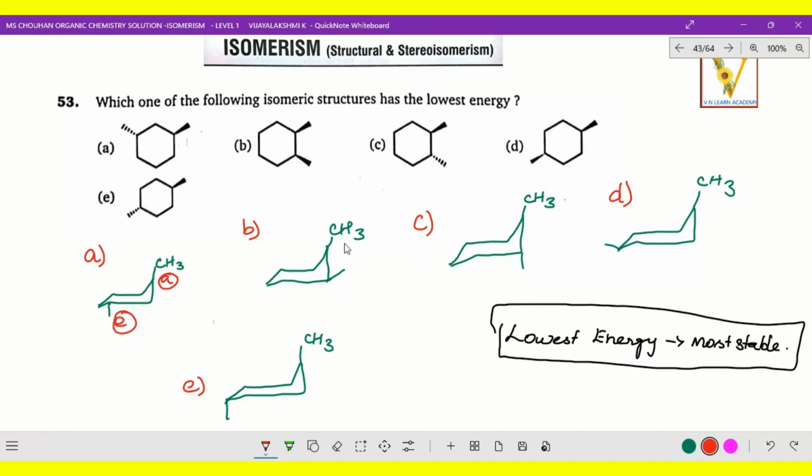Got it. Now the second one here, axial. Second one, here it is axial and here it is equatorial. And the third one, this is axial and this is also axial only. Right. Now, the fourth one, this is axial and this is equatorial. And the fifth one, this is axial and this is also axial.